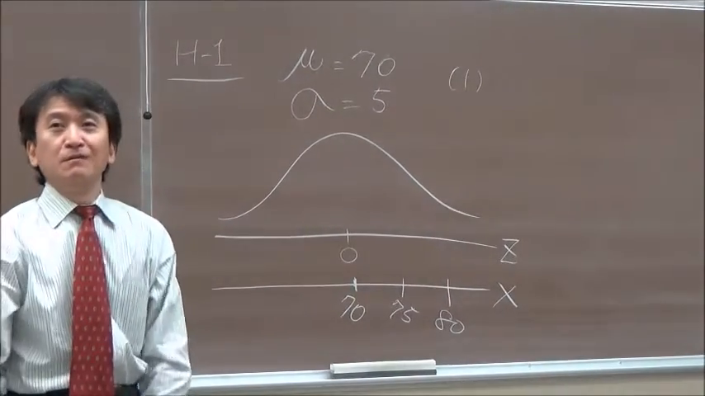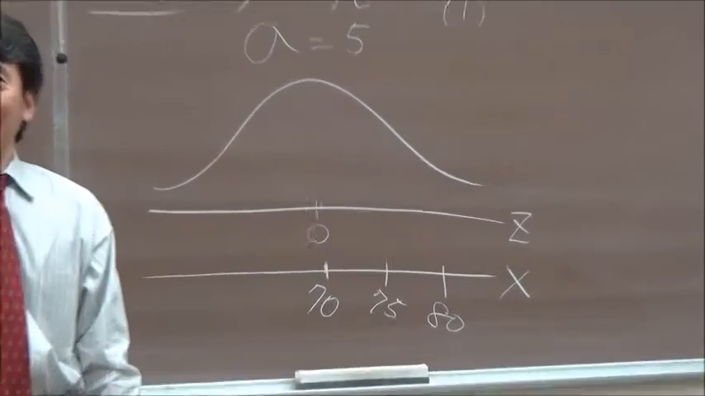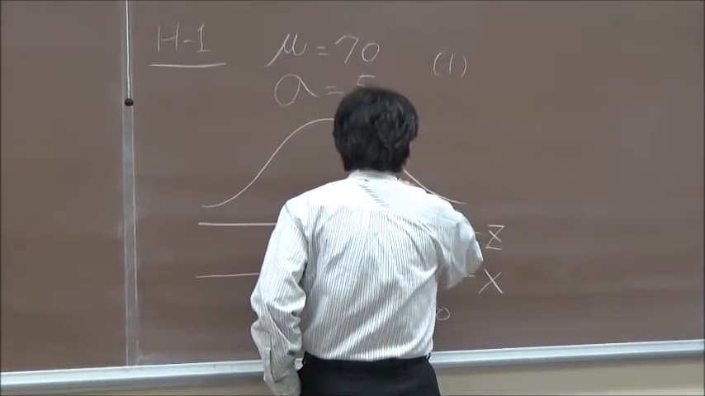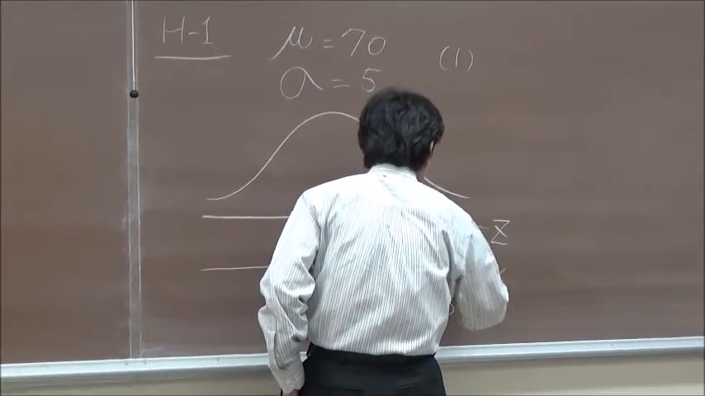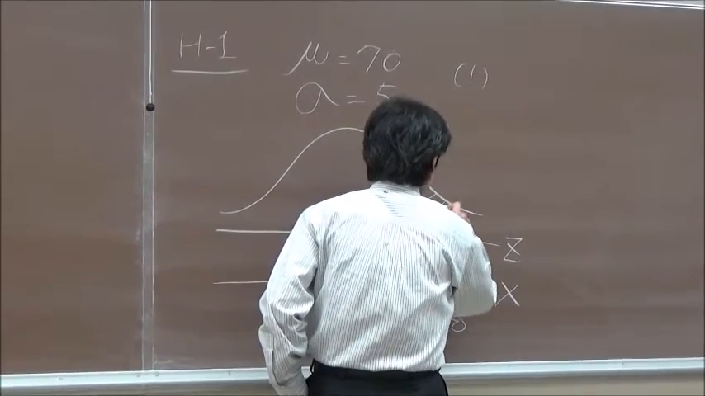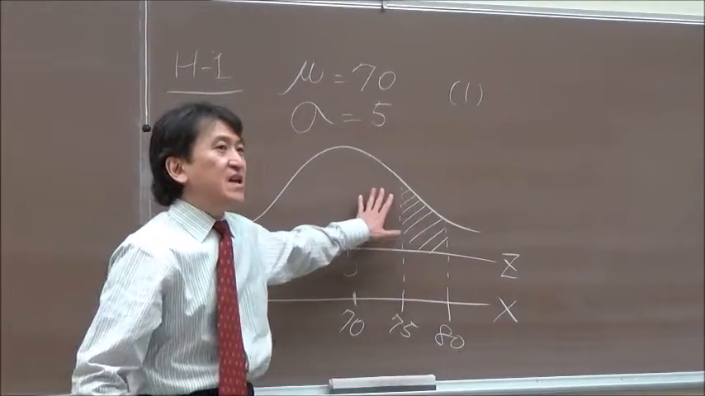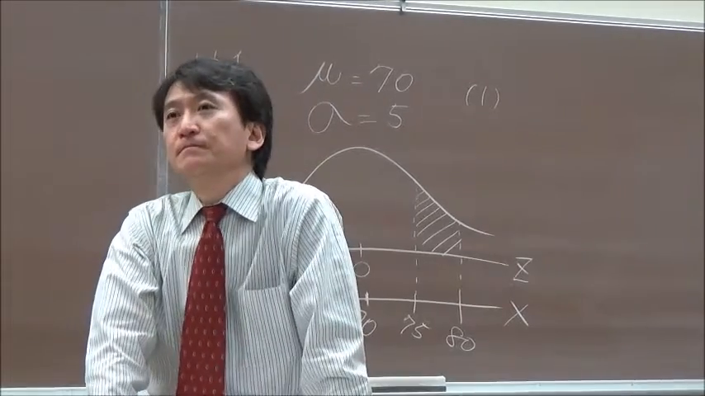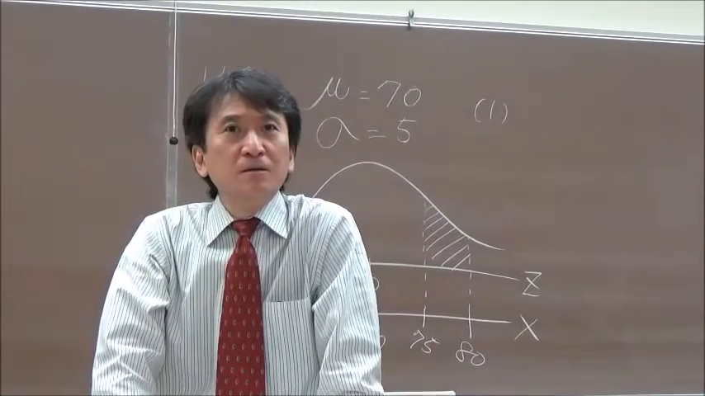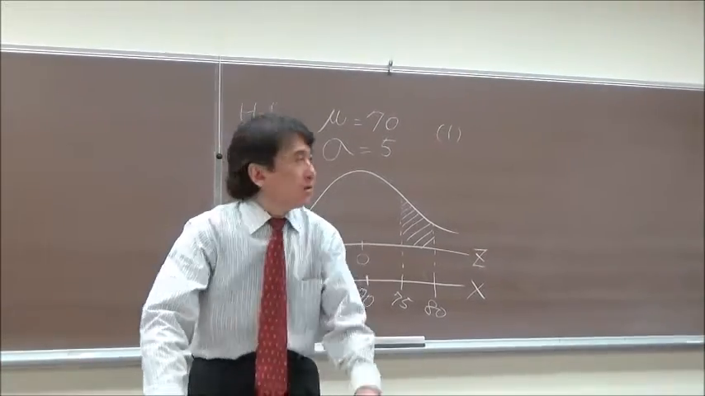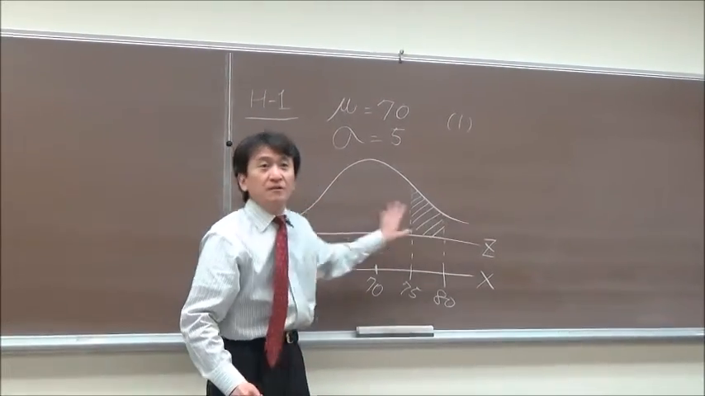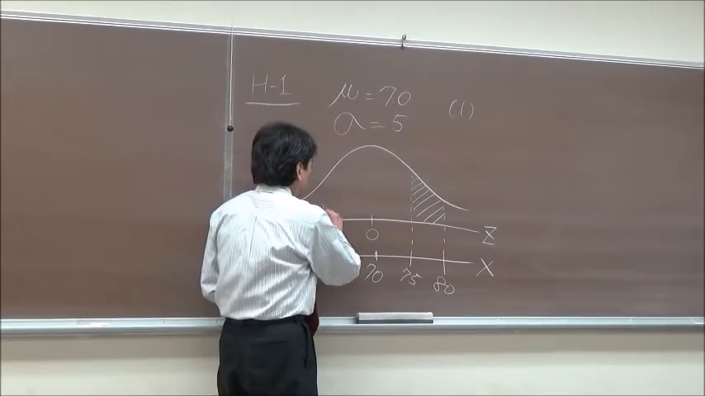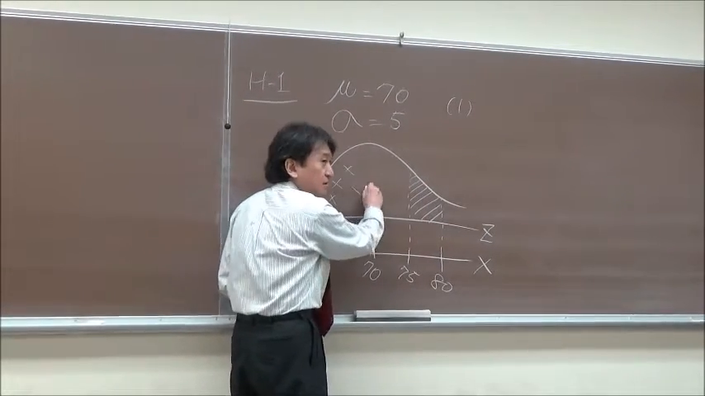Am I correct? Okay. With me so far? Okay, so graphically, this is the area of probability you are looking for. Graphically. Do you understand that? Okay. So, this is the normal curve of final exam scores, right? Final exam scores are X, right? With me so far?